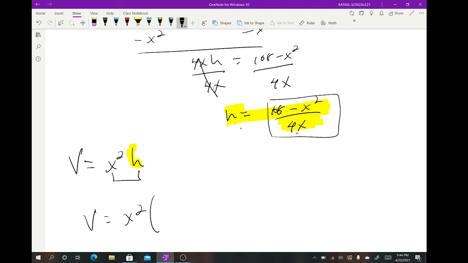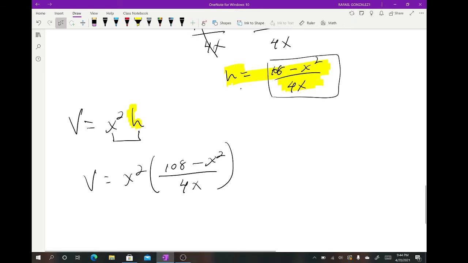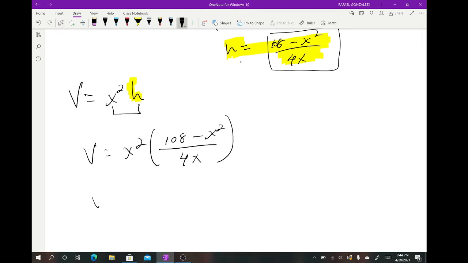h in here, for what we just found it's equal to, then the whole equation of volume is now in terms of just one variable, and we can actually solve this. We can solve this with the skills that we have learned so far, because it's a function of one variable, and we've been dealing with them since the 8th grade. Okay, so if we multiply through, we get 108 x squared minus x to the 4, divided by 4x.